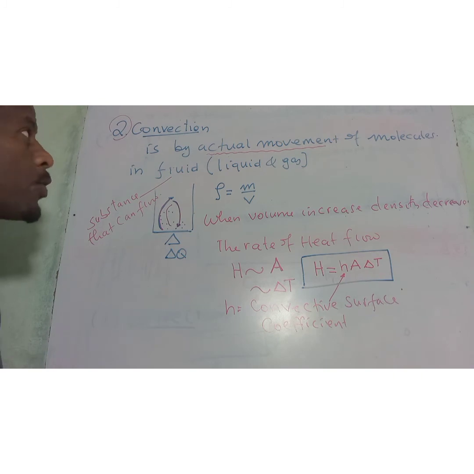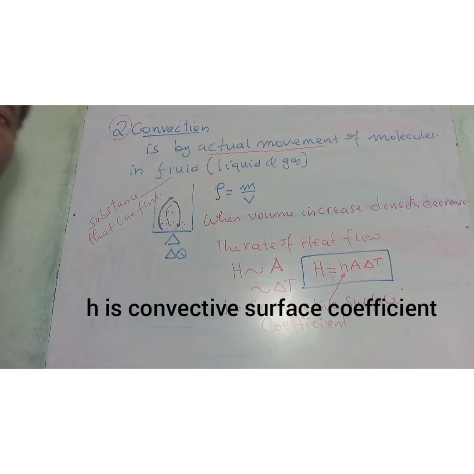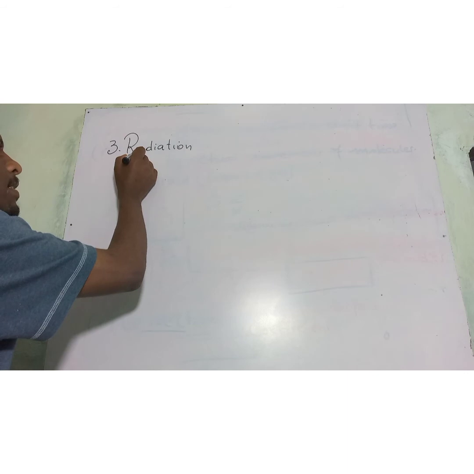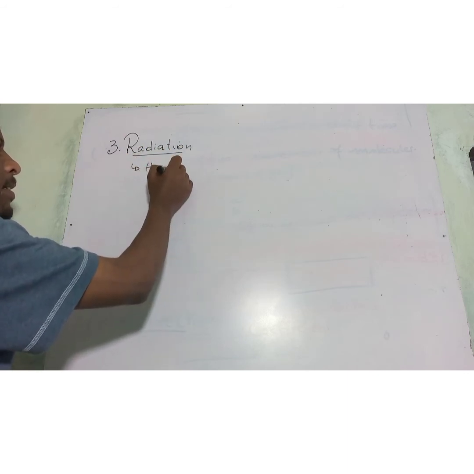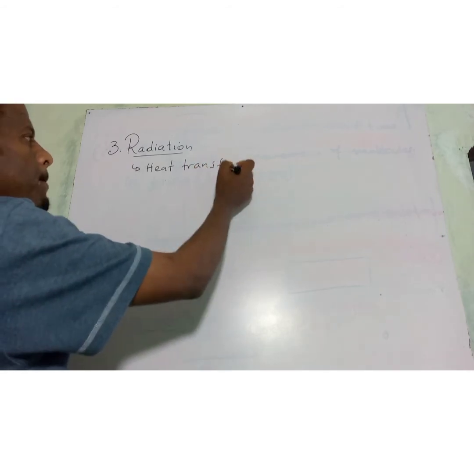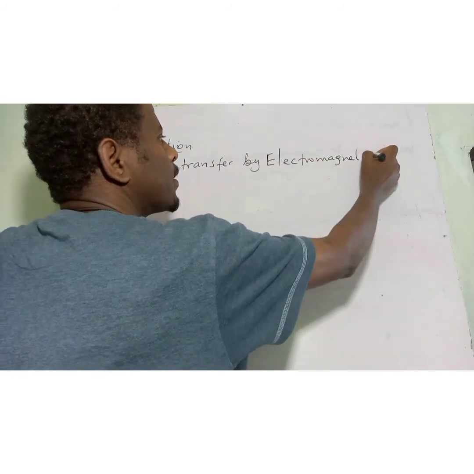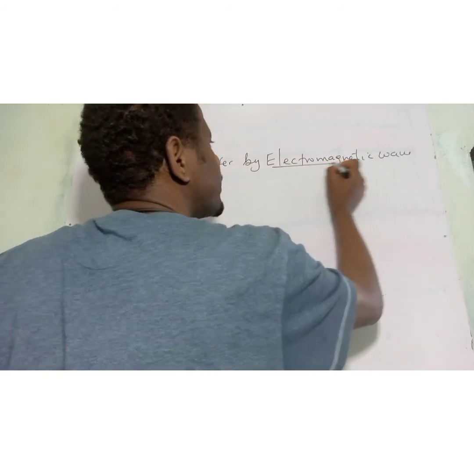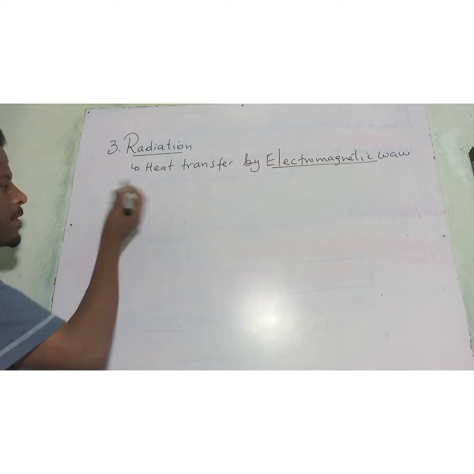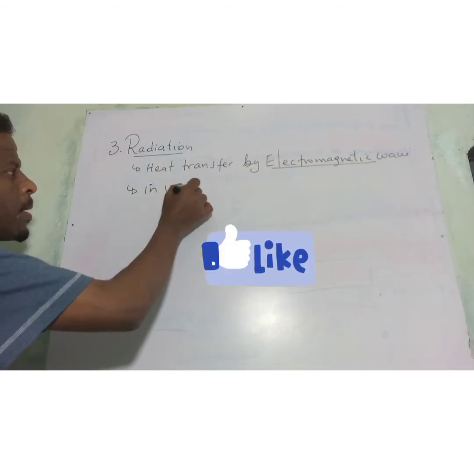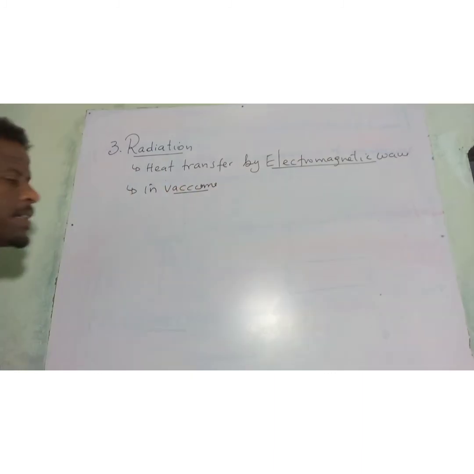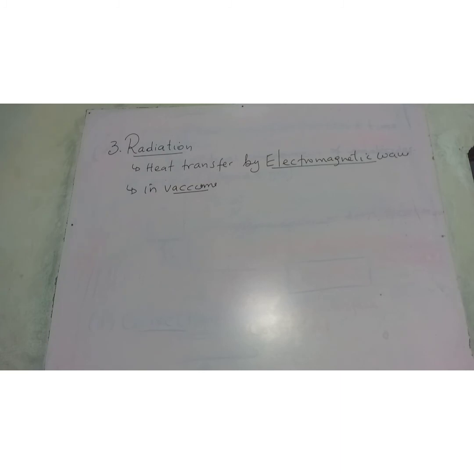Now let's go to the third method of heat transfer, which is radiation. This is a method of heat transfer by electromagnetic waves. This is the third method of heat transfer. Heat transfers in vacuum by this method. For example, when you stand some distance away from a source of heat inside a room, you may feel warm. This method of heat transfer is by radiation.